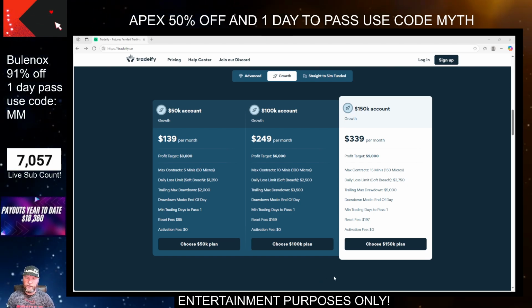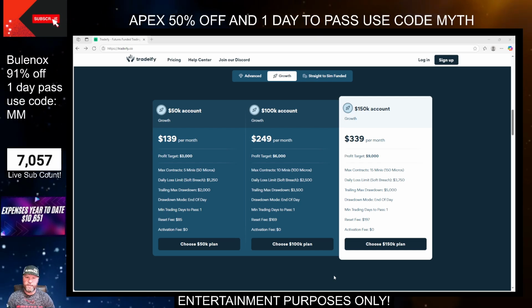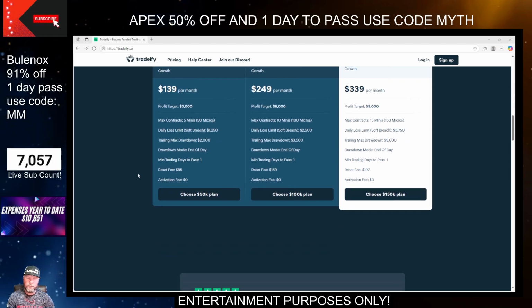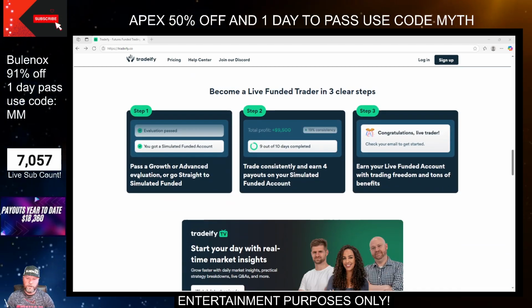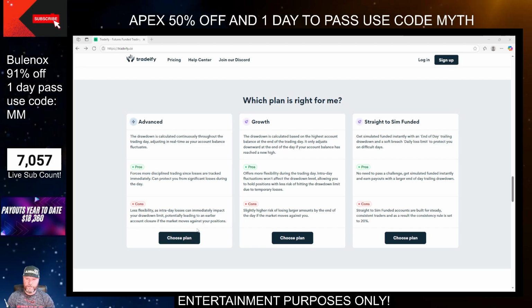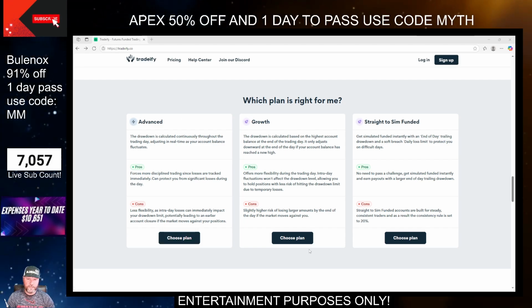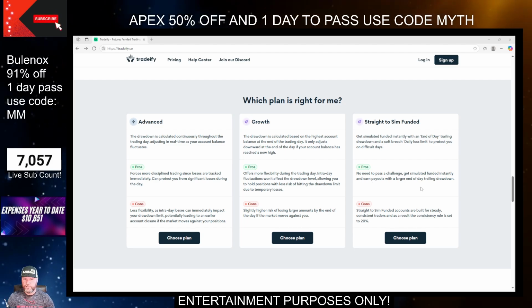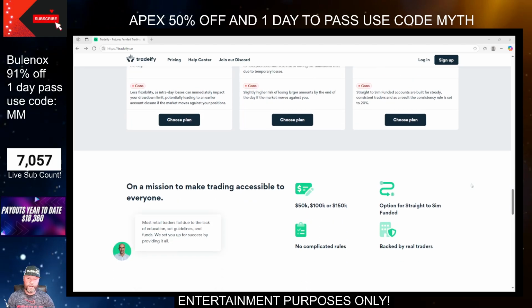That is in line with the other no activation fee accounts, for example, with My Funded Futures or with Take Profit Trader. So that's the main difference. This one has an activation fee. It's intraday trailing. This is end of day, no activation fee, and straight to sim funded is just what you would expect it to be.